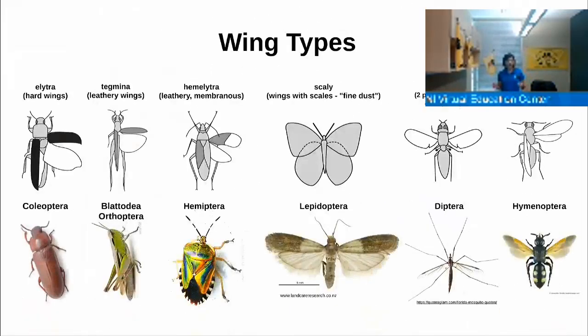Wing types. Mariah, what is this? What bug is this? Wow. If they have wings and they have 6 legs, they are insects. Perfect. Based on the type of wings, we can know at least which order they belong to, and that helps with the identification.